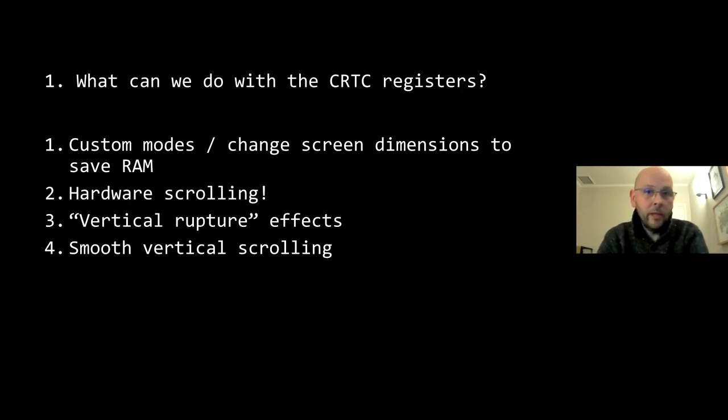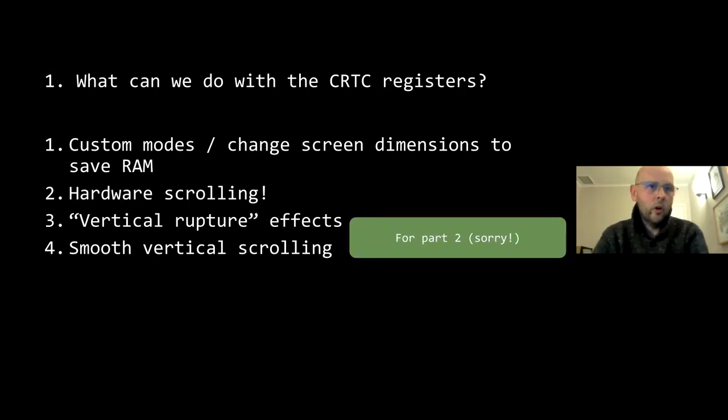And then another thing that a lot of people want to do is smooth vertical scrolling, something like Firetrack. You can do this in a few different ways, but again, vertical rupture is a good way to do that. Not going to cover 3 and 4. I think those are advanced effects and require understanding of interrupts and timing as well. I think we've got enough to cover today, just going through 1 and 2.